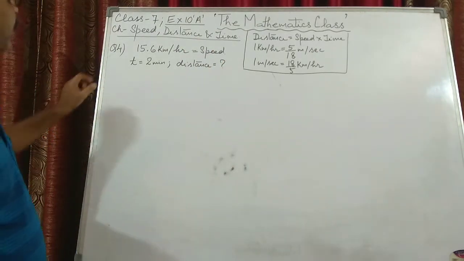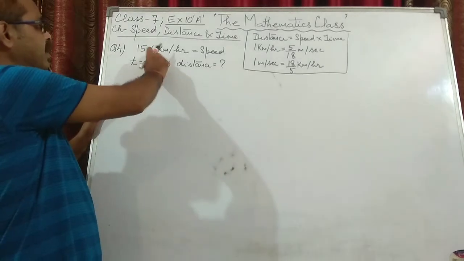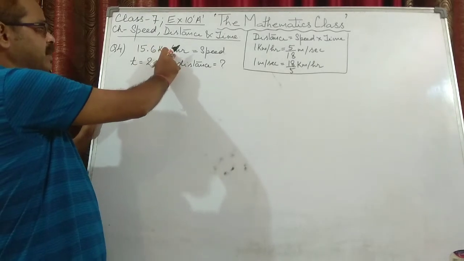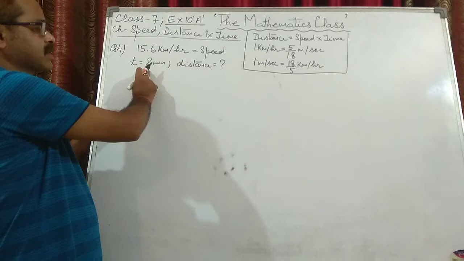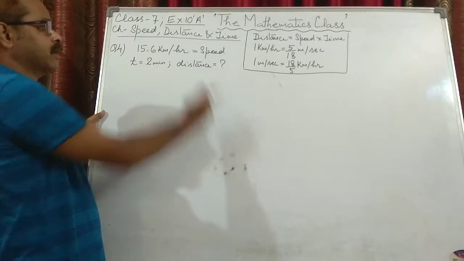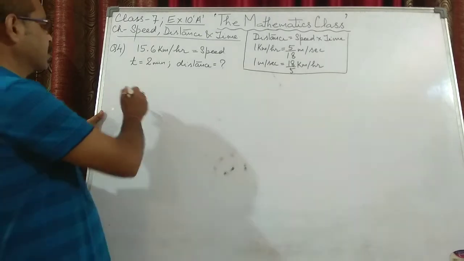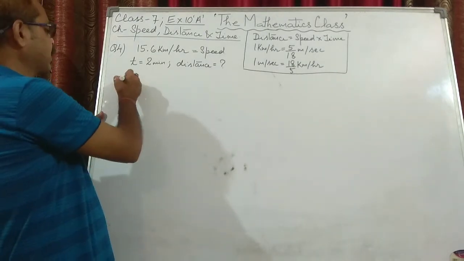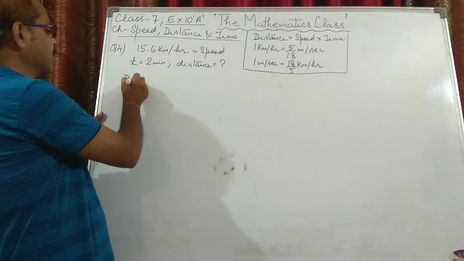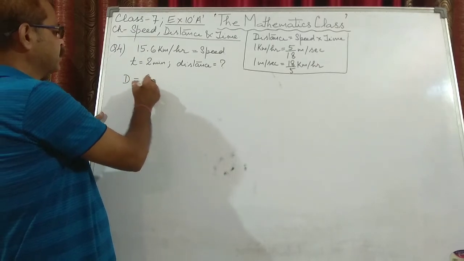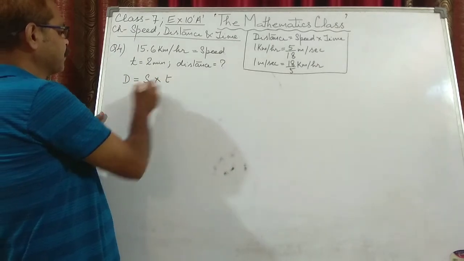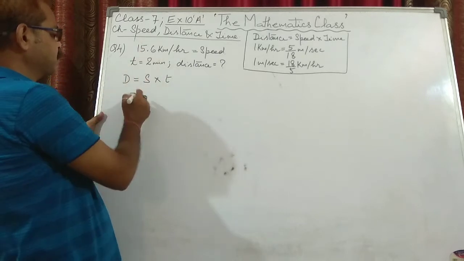So first of all, you can see here it is given in kilometer per hour. Speed is given in kilometer per hour. Time is given in minutes, and you have to find out the distance. It can be in meters, it can be in kilometers. So what we will do, first of all, we know that distance is equal to speed into time. Now speed is 15.6.